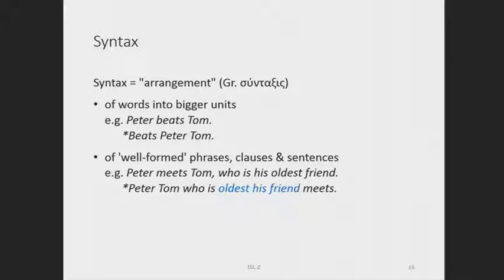So what we're talking about is well-formed phrases, clauses, and sentences and how they are put together. And that is basically what syntax is. So we can say Peter meets Tom, who is his oldest friend, but Peter, Tom, who is oldest his friend meets doesn't really work for us. So you can see that these syntactical rules, these rules of ordering, don't only apply to the entire sentence, but also within a phrase, we have certain rules. And of course, those differ between languages. Some languages call for some things, others for others.